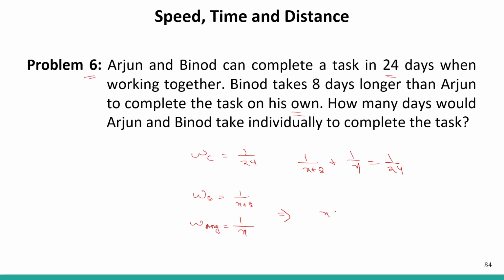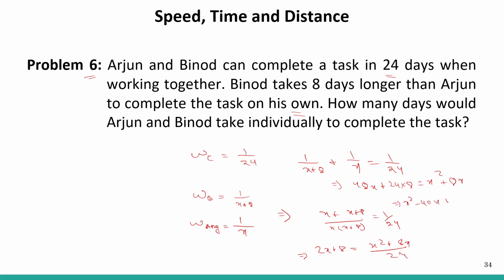So this implies that x plus 8 plus x by x into x plus 8 is equal to 1 by 24. So this implies that 2x plus 8 is equal to x square plus 8x by 24. So this implies that what we are left with is 48x plus 24 into 8 is equal to x square plus 8x. So this implies that x square minus 40x plus 24 into 8 is equal to 0.